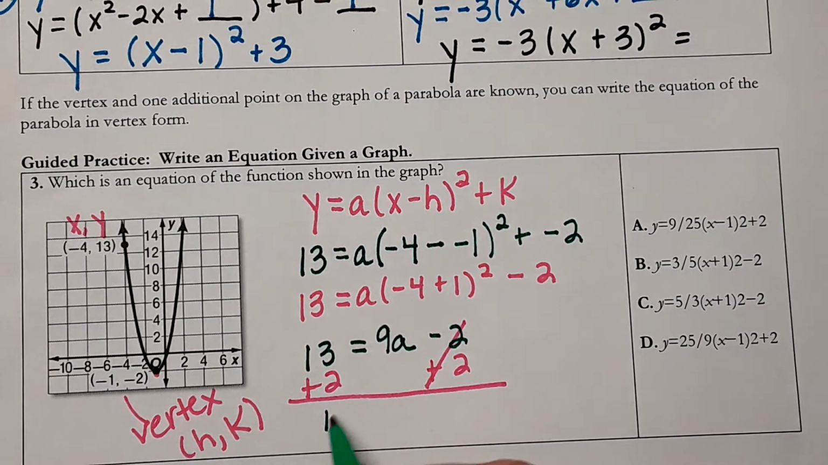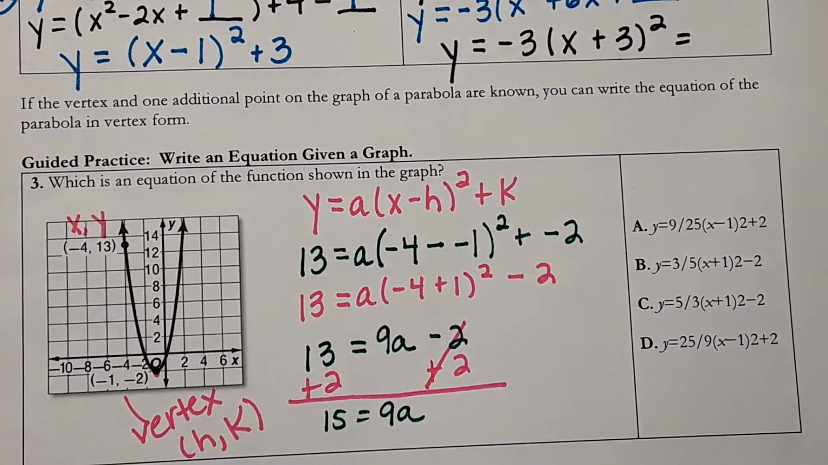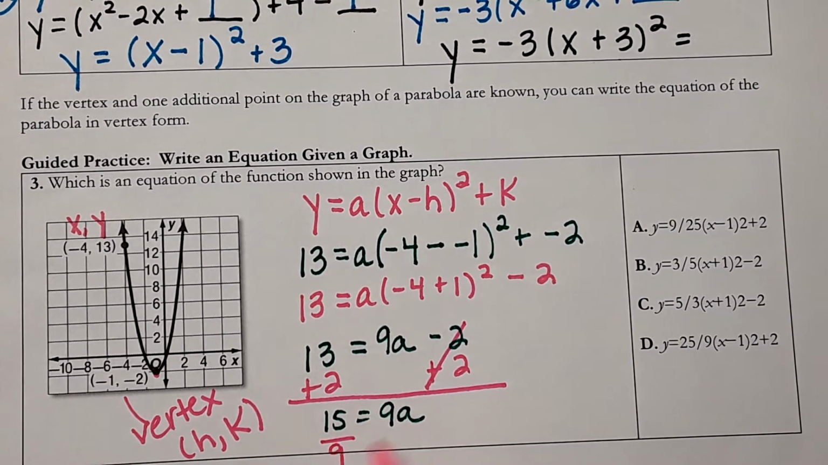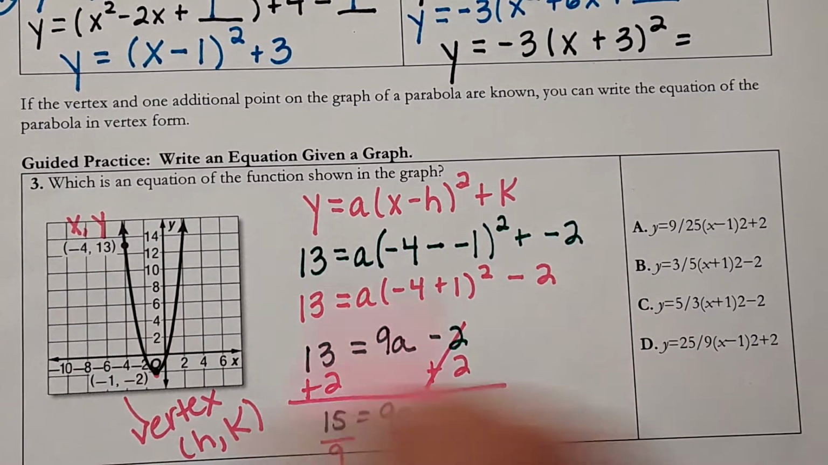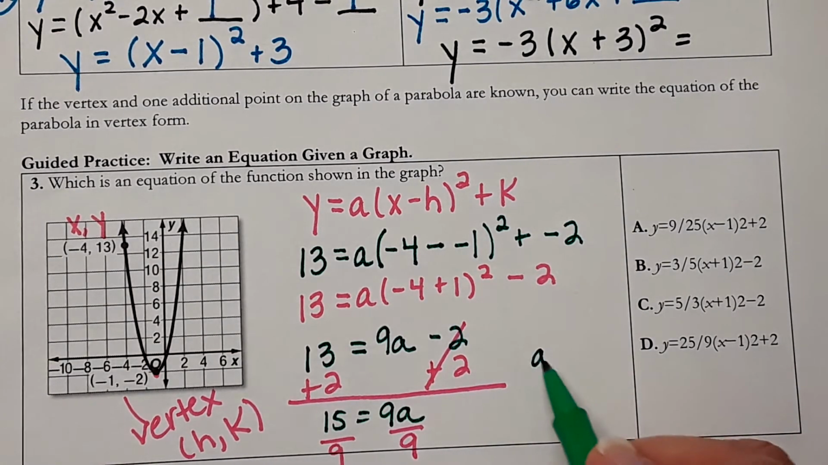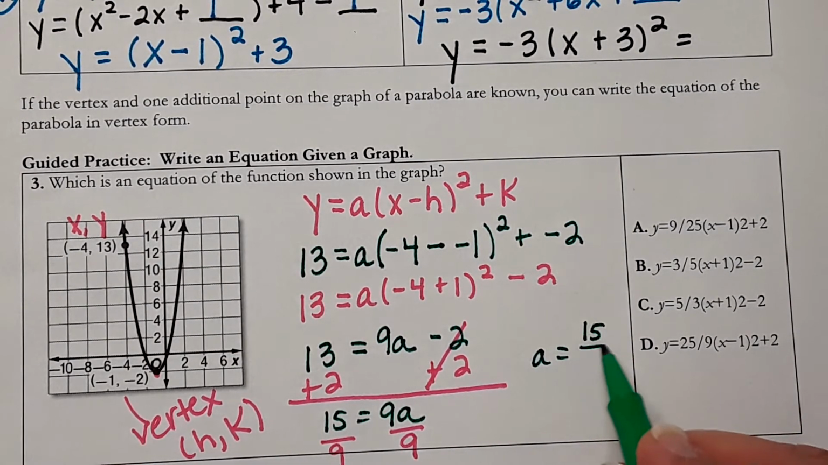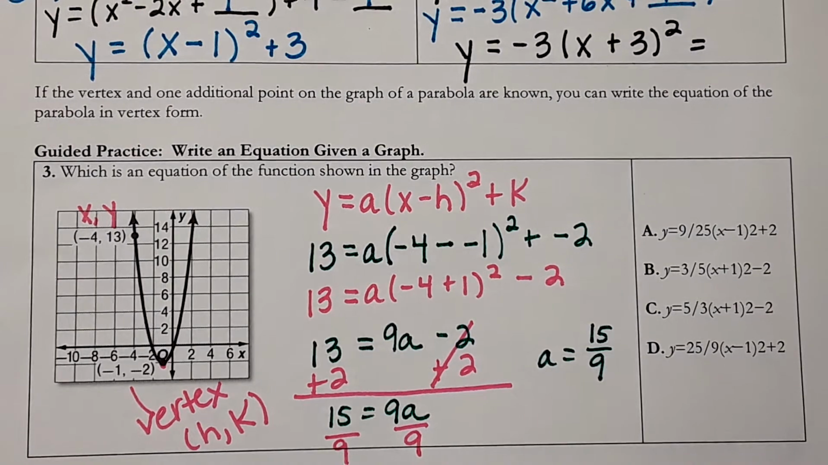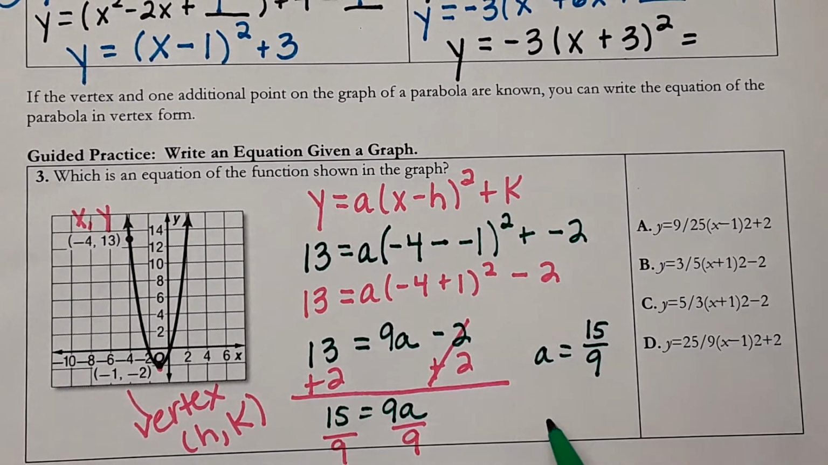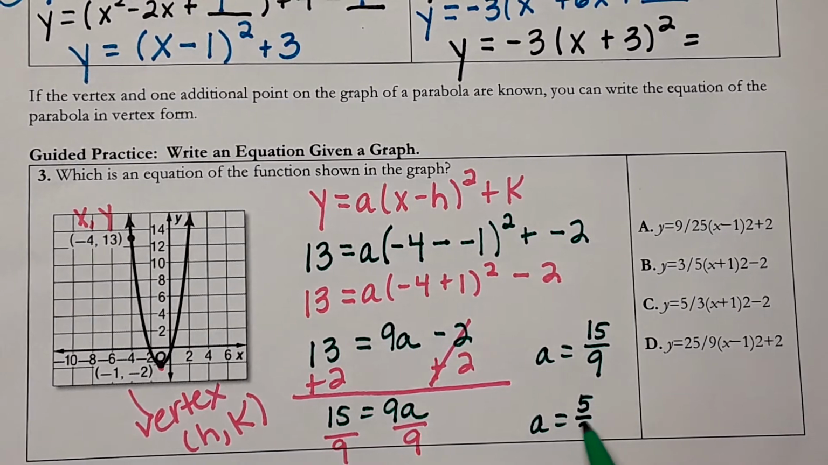I get 15 equals 9A. I'm going to divide both sides by 9, and I'm going to get A equals 15/9. Of course, I have to reduce it. I'm going to divide both by 3, so A equals 5/3.